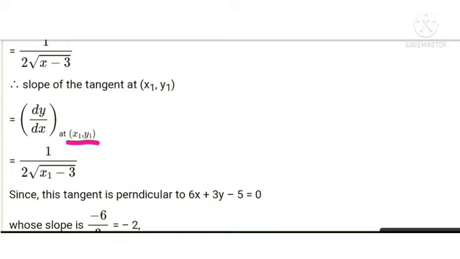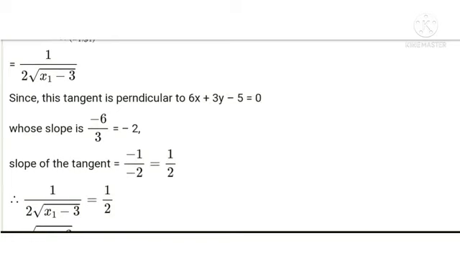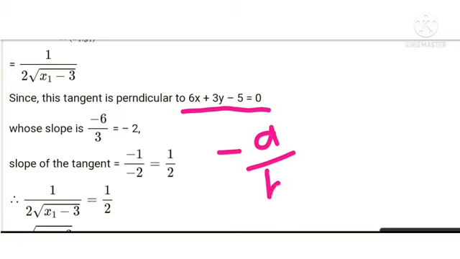Now in the question it is given that the tangent is perpendicular to the line. This tangent is perpendicular to this line. So we write here, whose slope is, what is the slope of this line? You had learned in maths first. The slope of this line is given by minus a upon b. A means coefficient of x and b means coefficient of y. So we get slope as minus 6 by 3. 3 twos are 6, minus 2. It is the slope of the given line.